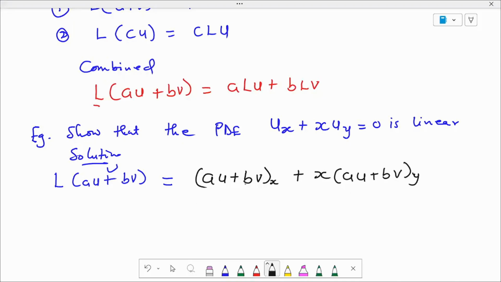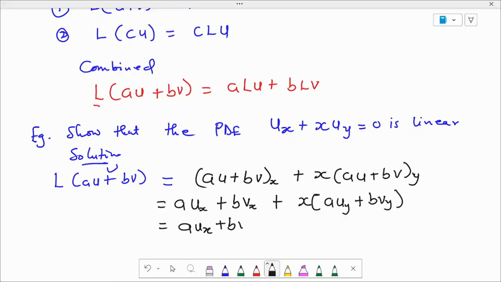Now when we take the x inside, we have a u_x plus b v_x, plus x outside, we still have a u_y plus b v_y. Then we can expand whatever we have here. Then we have a u_x plus b v_x plus a x u_y plus b x v_y.